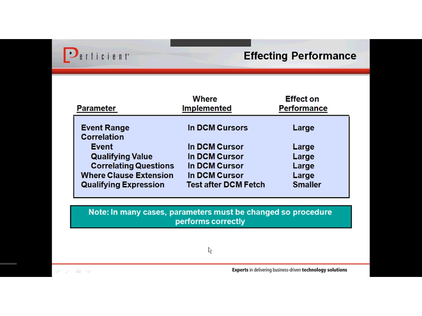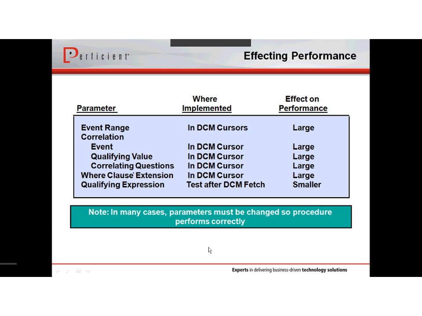This sort of summarizes the performance. Event range isn't a DCM cursor, so it's a very large performance effect. It never gets fetched. It only fetches what is appropriate. Correlation, the three types of correlation also have a very large effect. The where clause extension has a large effect, again, because they're in the cursor.